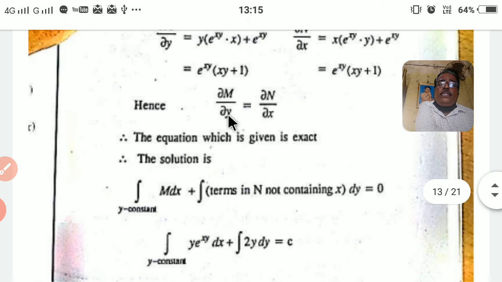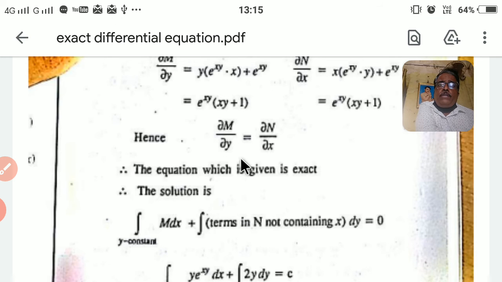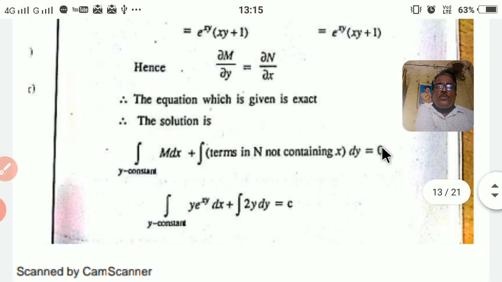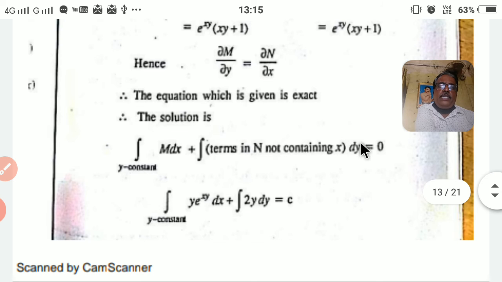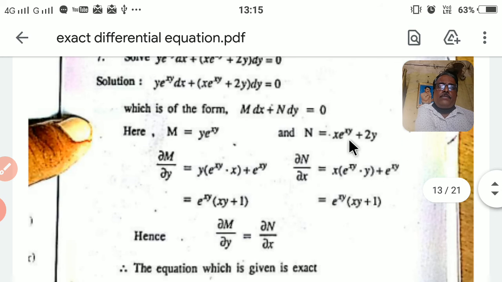So find out ∂M/∂y and ∂N/∂x, equate them, and check whether both are equal or not. If they are equal, then find the solution by using the same formula, that is, integration of M dx keeping y constant, plus integration of terms of N not containing x, right? And in this case this is the term N.